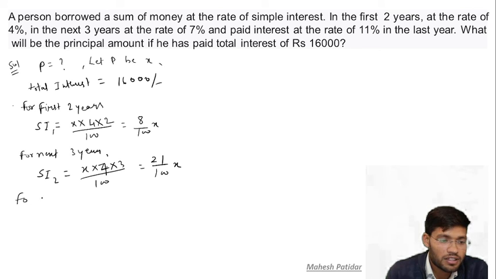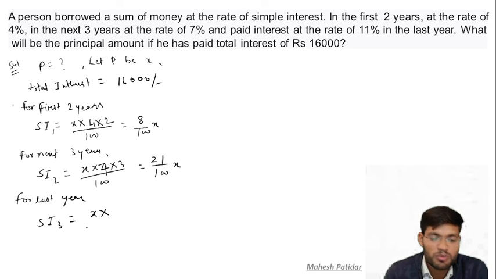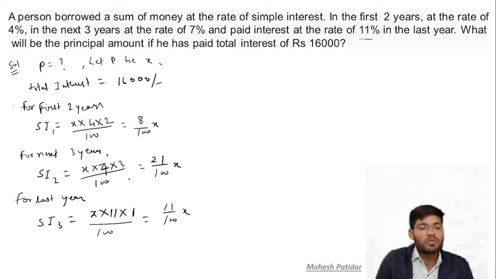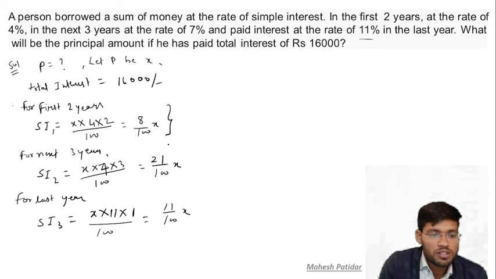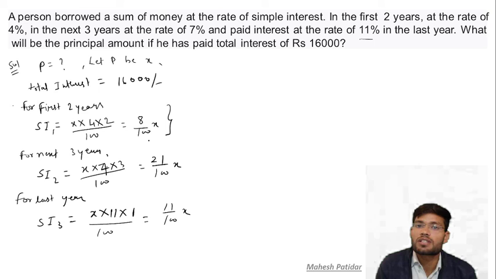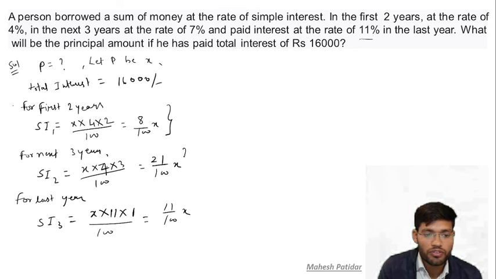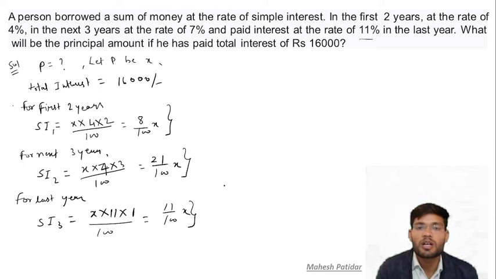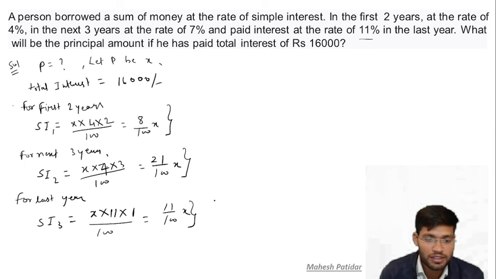And for the last year, SI3 is equal to x, that means principal into rate. For the last year the rate is 11%, and time is 1, upon 100. So 11 by 100 x. That means for the first 2 years the simple interest first is 8 by 100 x, for the next 3 years it will become 21 by 100 x, and for the last year it will become 11 by 100 x.